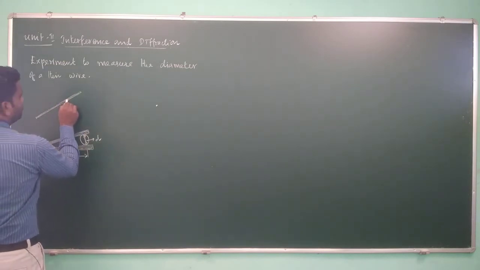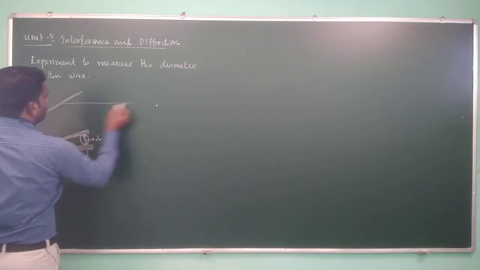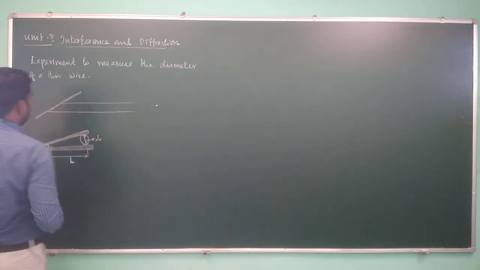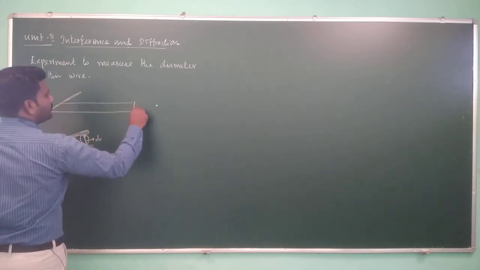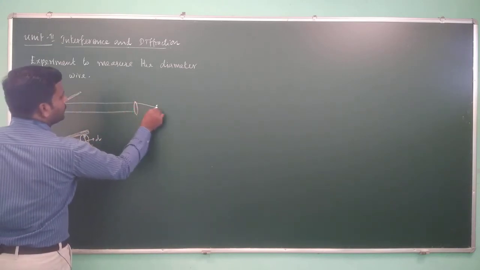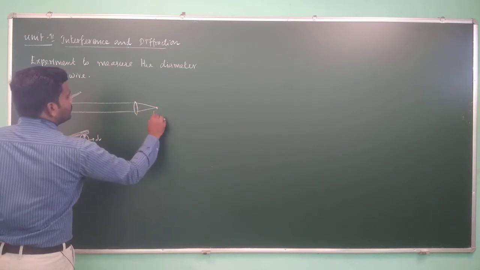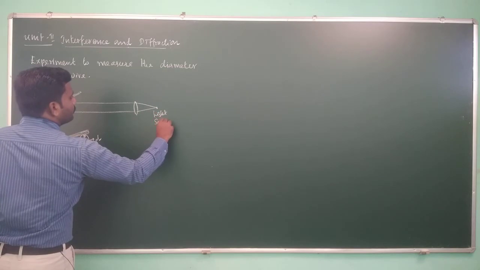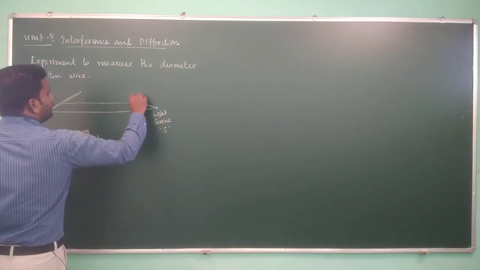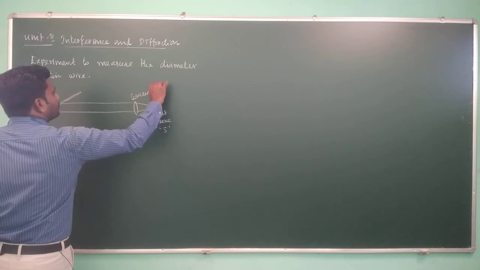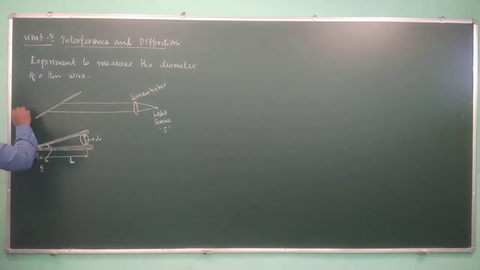So the light ray coming from the source is concentrated using a concentrator. This is the light source S, this is the 45-degree inclined partial mirror. Part of the light will pass through it, and part of the light will be reflected.